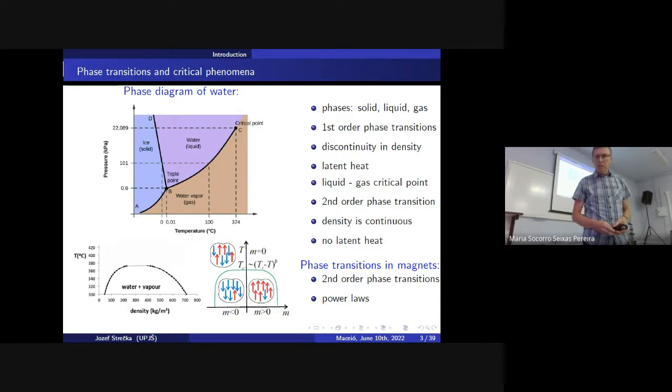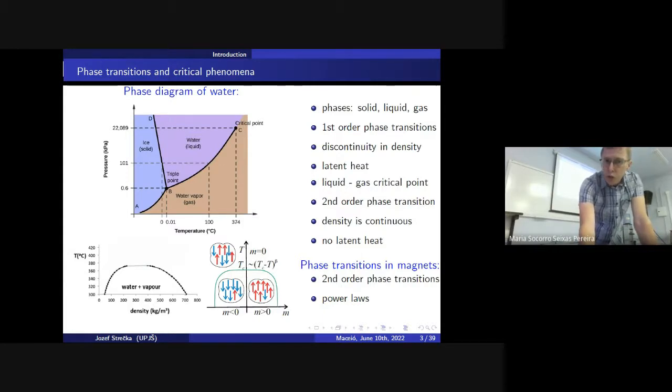Maybe the best known system which shows phase transition is water. This is maybe a textbook example of the temperature-pressure phase diagram of water. As you can see, you can have three kinds of phases: solid phase, liquid phase, and gaseous phase of the water. And all these phases are separated by discontinuous first-order phase transition lines, which are shown by these black lines. And what is important, along this line, density of these different phases changes discontinuously.